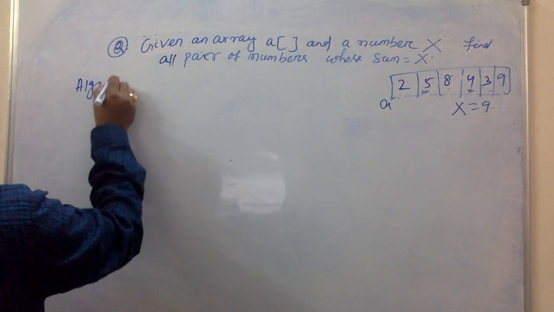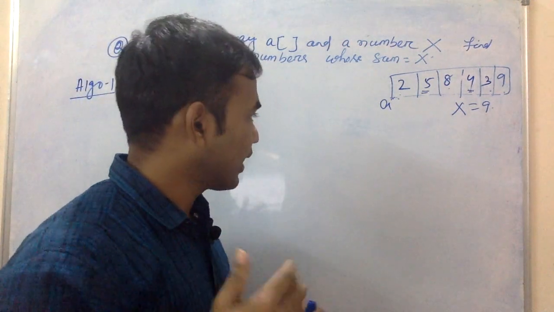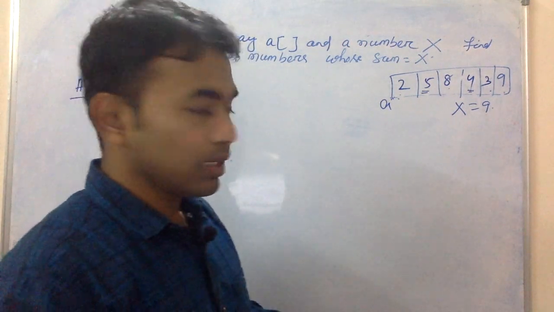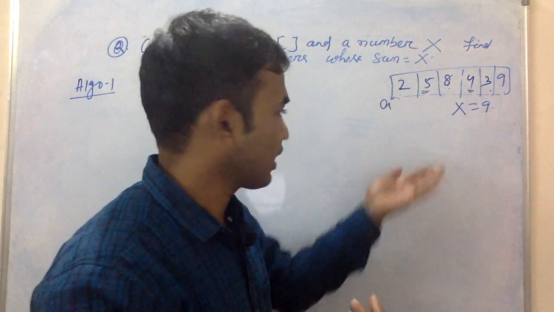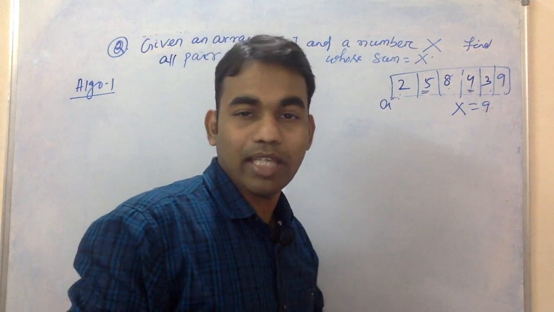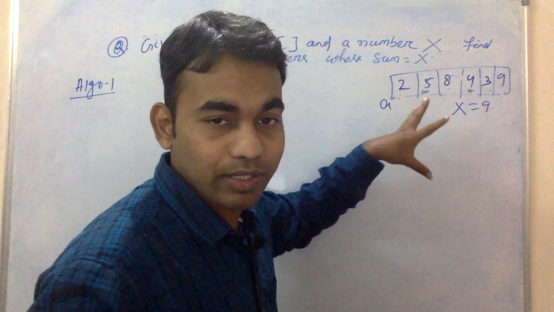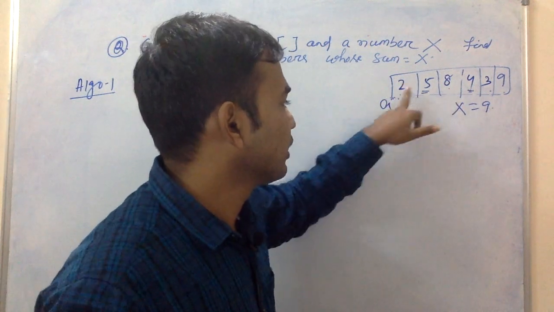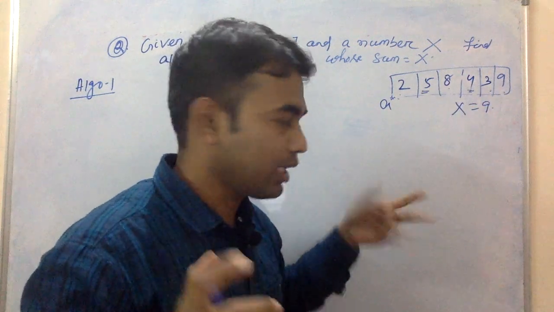So let us continue with algorithm 1. I think you have already tried. The easiest method is to add each number with the others and see whether it gives 9 or not. Try to add 2 with 5, check if it is giving 9, 2 with 8, 2 with 4, 2 with 3, 2 with 9. It is not 9, so we are done with 2.